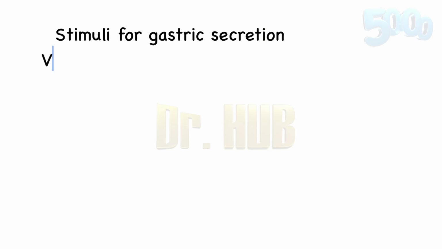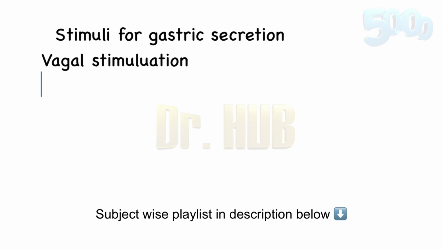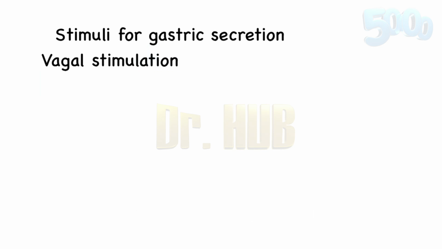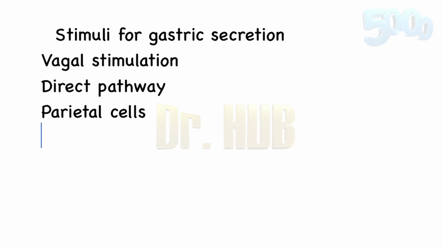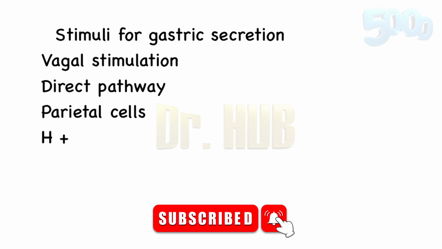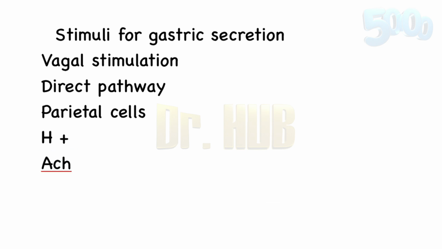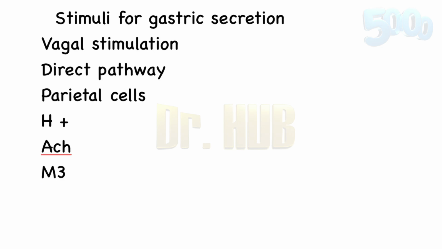Let's look into the stimuli for gastric secretion. The first one is vagal stimulation. Under vagal stimulation, there is a direct pathway. In the direct pathway, the vagus nerve innervates the parietal cells and stimulates H+ secretion directly. The neurotransmitter at these synapses is acetylcholine, and the receptor on the parietal cells is muscarinic, that is the M3. The second messengers are IP3 and an increase in calcium.